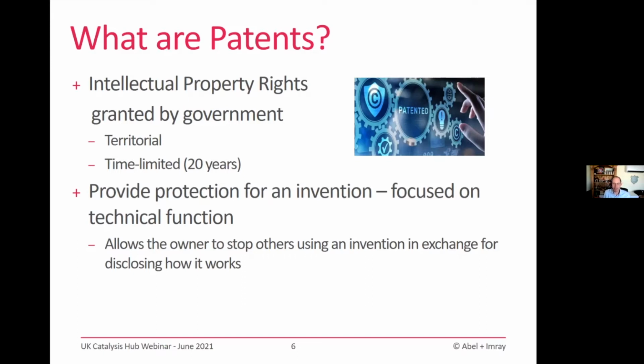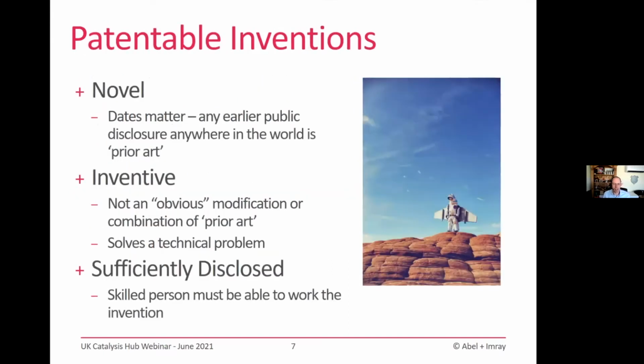But the deal is that exclusivity is provided in exchange for telling everybody how the invention works. So the ethos underlying the patent system is that it encourages inventors to tell everybody how their invention works, so that they get this period of exclusivity. And then when it runs out, everybody can use it for the benefit of everyone else. So that's the idea behind it. And Katie's going to carry on now.